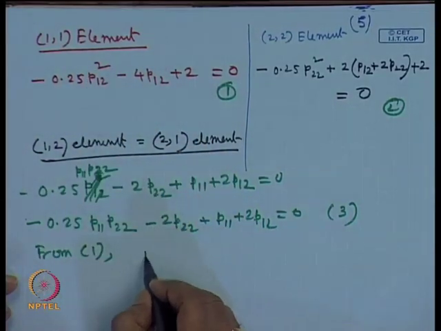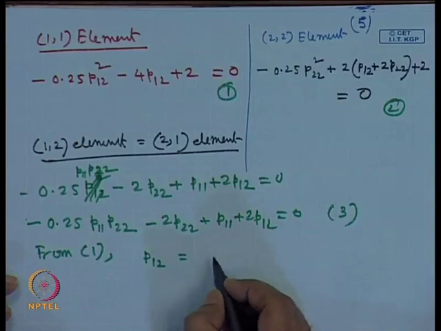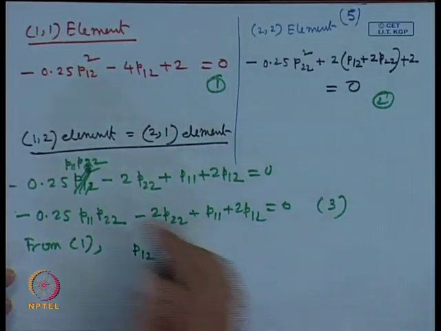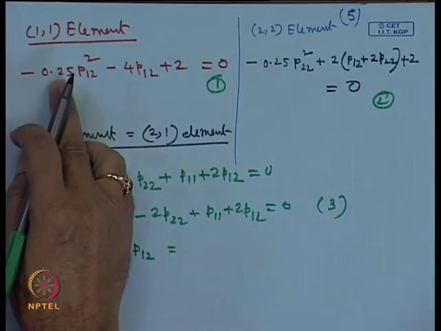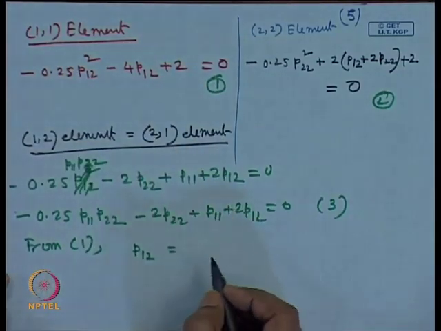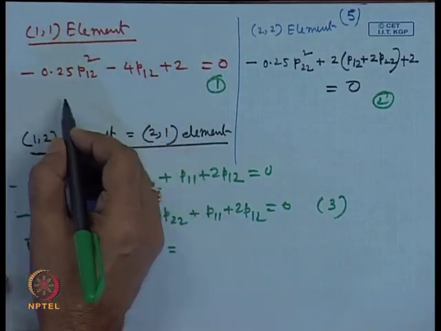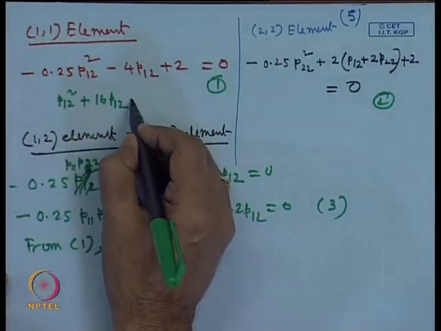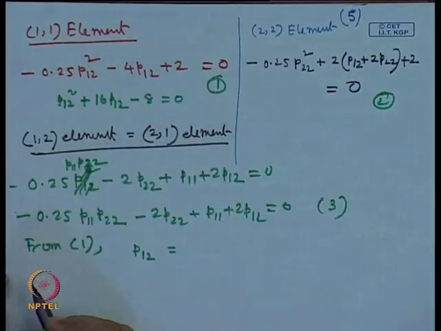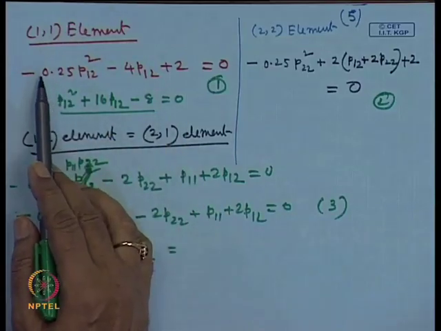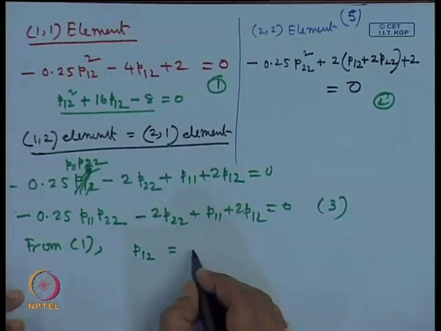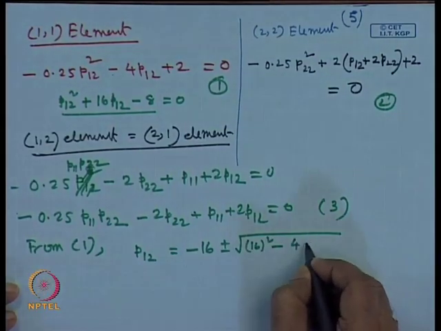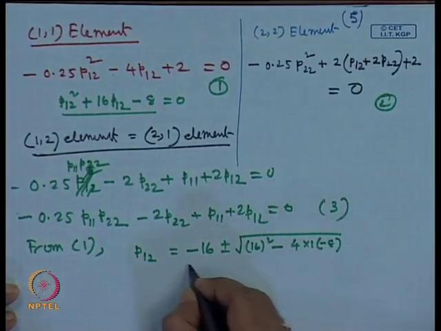This is a quadratic equation, we can write P12 is equal to minus B plus minus root over. So, if you multiply both sides by 4, minus 4, then P12 square minus 16 P12, this is minus plus minus 8 is equal to 0, that quantity is that one. If you multiply it by minus 4, then this will be plus plus minus. So, it will be minus b plus minus root over b square means 16 square minus 4 a c, divided by 2 into a.